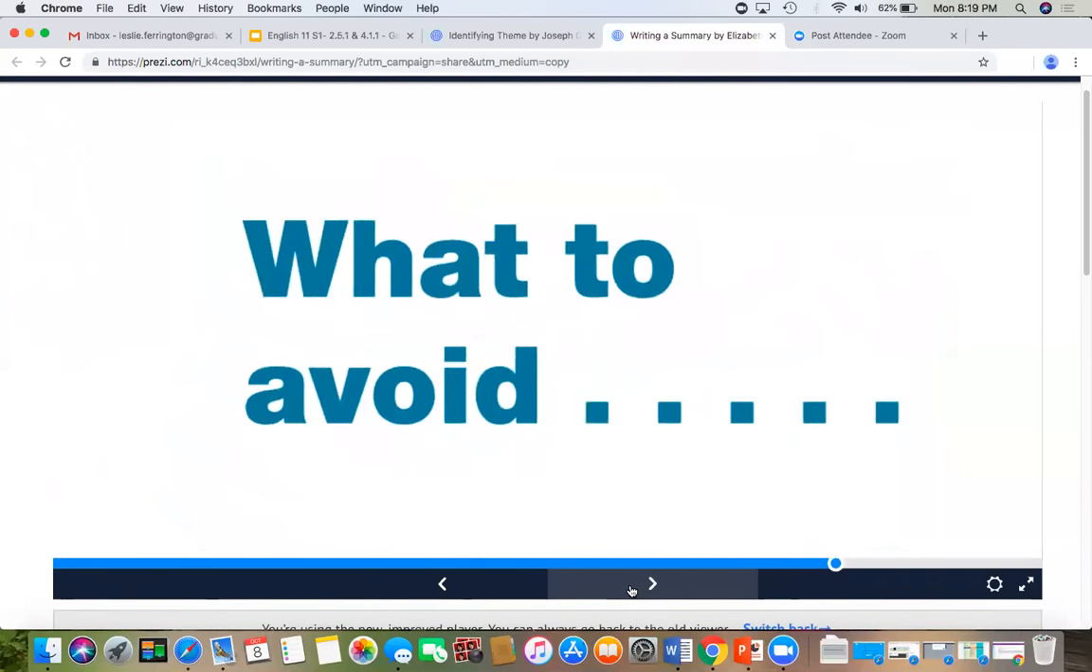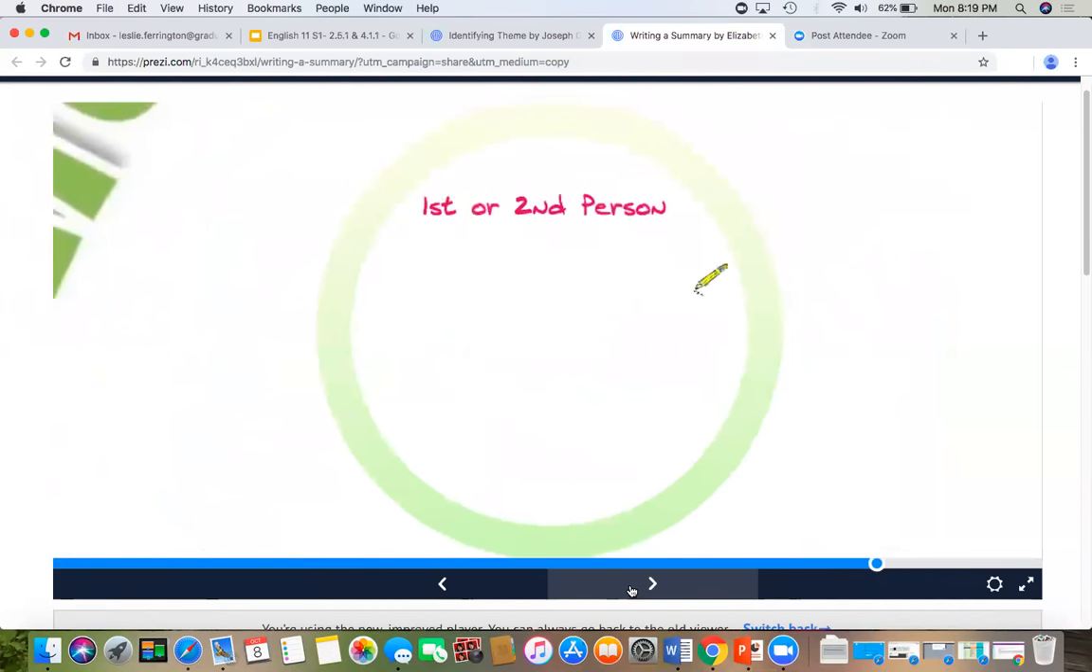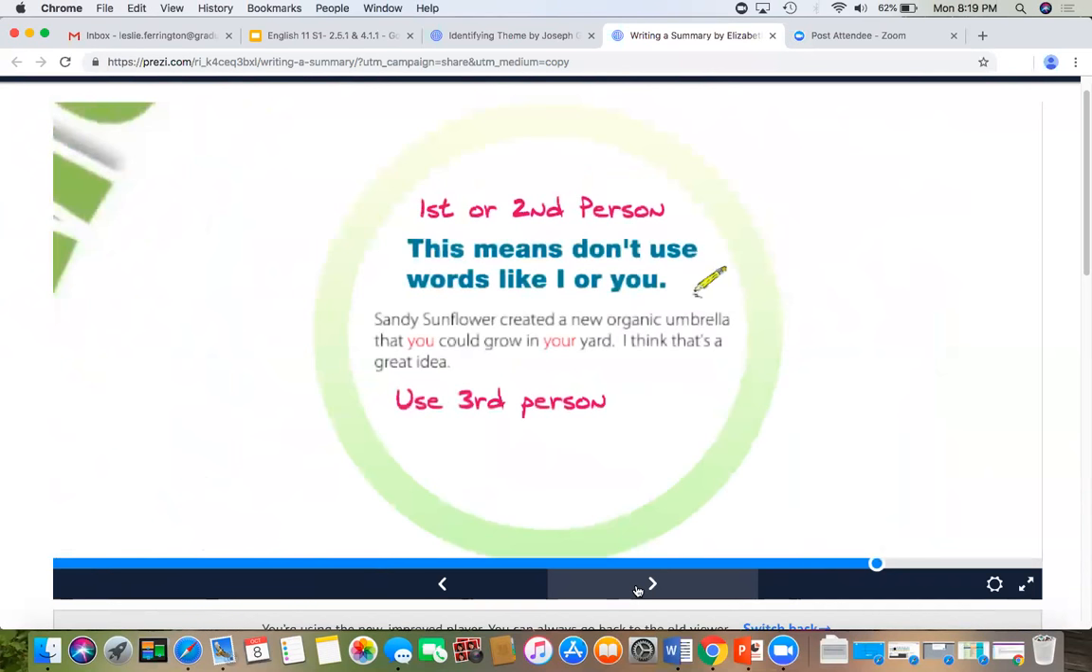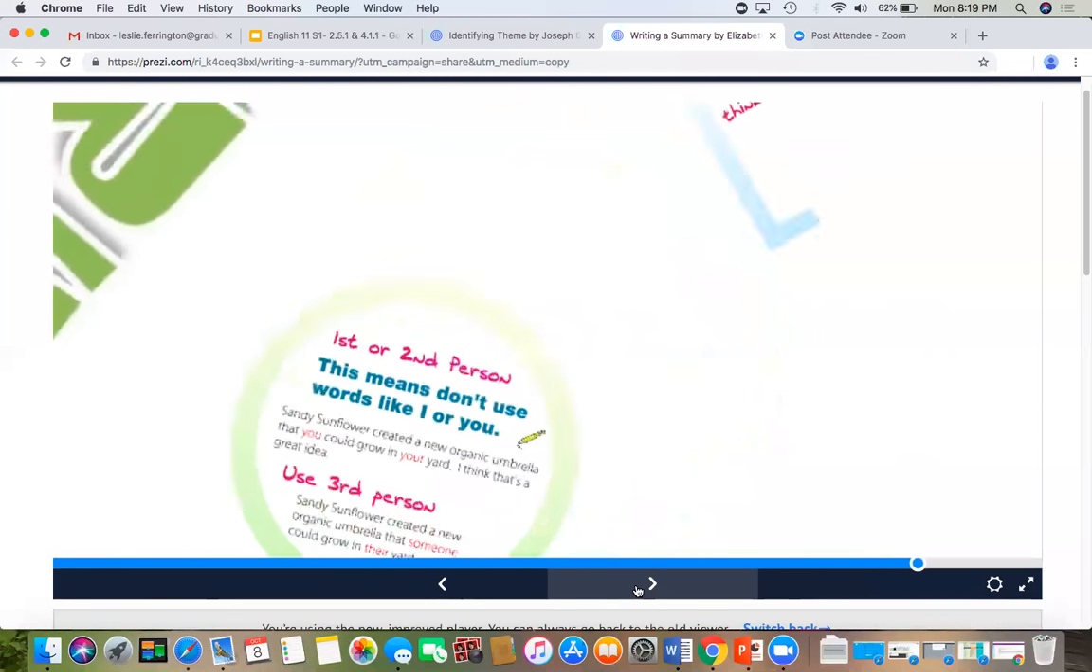What to avoid? Dun, dun, dun. You don't want first or second person. This means you don't use words like I or you. Sandy Sunflower created a new organic umbrella that you could grow in your yard. I think that's a good idea. You don't want to say stuff like that. You want to use third person. So you could say Sandy Sunflower created a new organic umbrella that someone could grow in their yard.